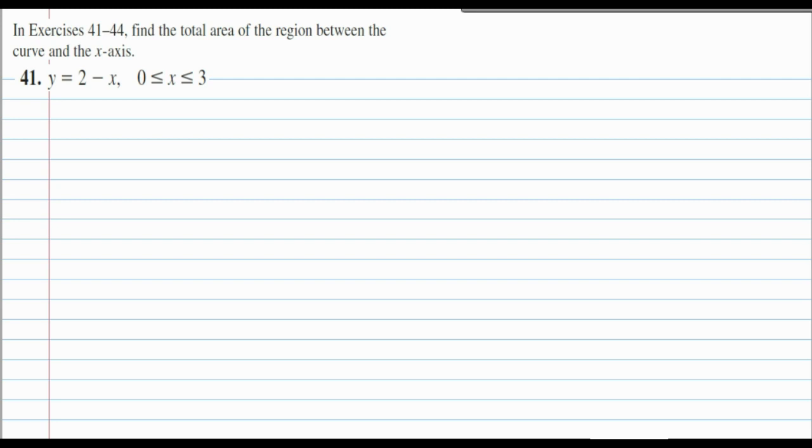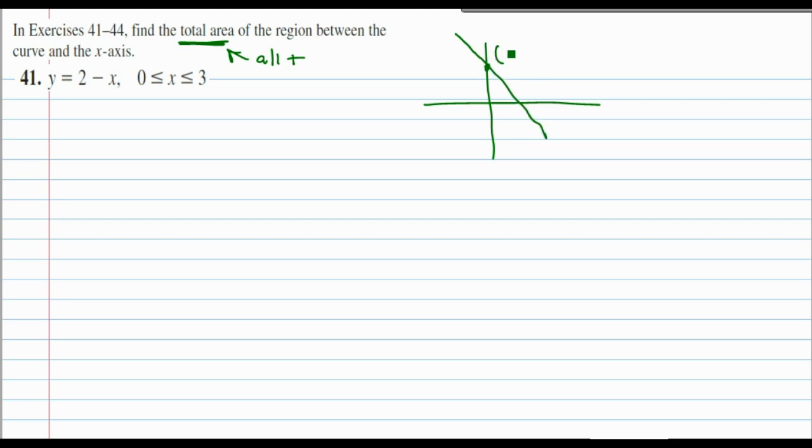Now try problem number 41, which says find the total area. So again, that means all positive. We're not doing the antiderivative of just one single statement. We have to think, is any of this below the x-axis, because that's going to change things. We're finding the total area of the region between the curve and the x-axis. So this curve is 2 minus x, so a line with slope -1 and a y-intercept of 2.